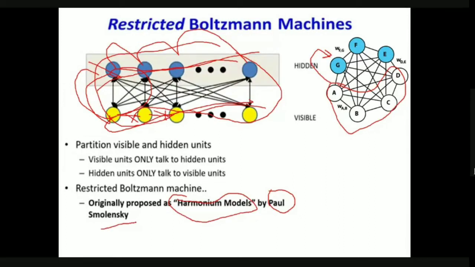We are now going to partition these visible units and hidden units. The visible units only communicate with hidden units, and the hidden units only talk to visible units. That is, hidden units will not talk to hidden units here, and visible units will not talk to visible units. There are no connections from a visible unit to another visible unit. Here we have only connections between visible units and hidden units.